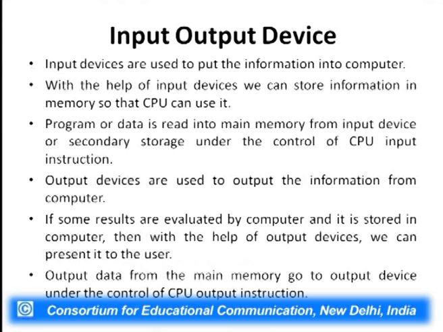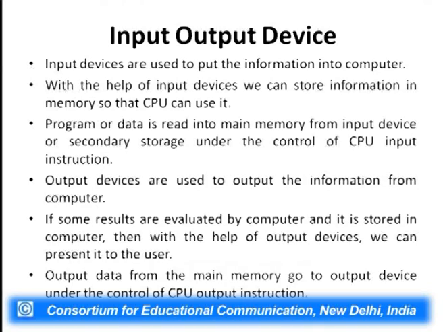So, this accumulator is not part of the main memory, but it is part of the CPU. Now, IO devices. The IO devices, as I mentioned, are also called peripherals because they are usually connected to the periphery of the CPU. So, input devices are used to put information into the system, and with the help of the input devices, we can store information in the memory so that the CPU can use it.